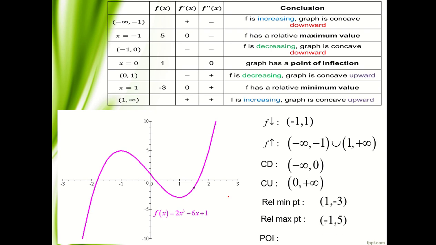Then we have the point of inflection. The point of inflection is the point where the concavity changes, either from upward to downward or downward to upward. That is at the point with coordinates (0, 1).